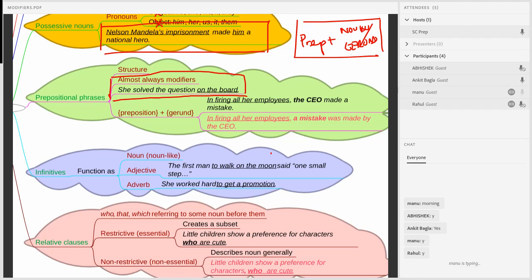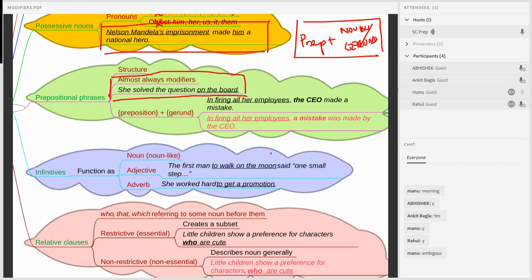Yeah, good, go ahead. She solved the question on the board. So where did she solve the question? It is on the board. So it is an adverbial modifier. Okay. So good. That's one answer. And Manu is saying ambiguous. Fair enough. So Ankit, would you agree that I can say she solved the question on the board. So where did she solve the question? She solved the question on the board.